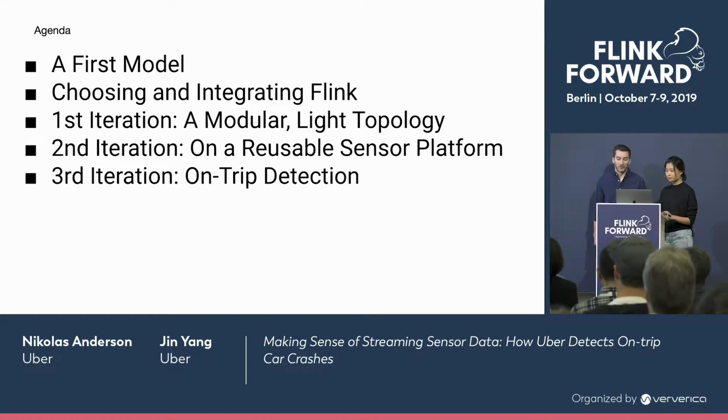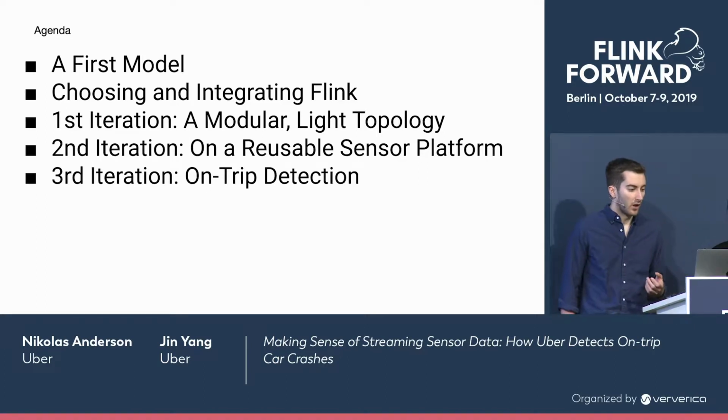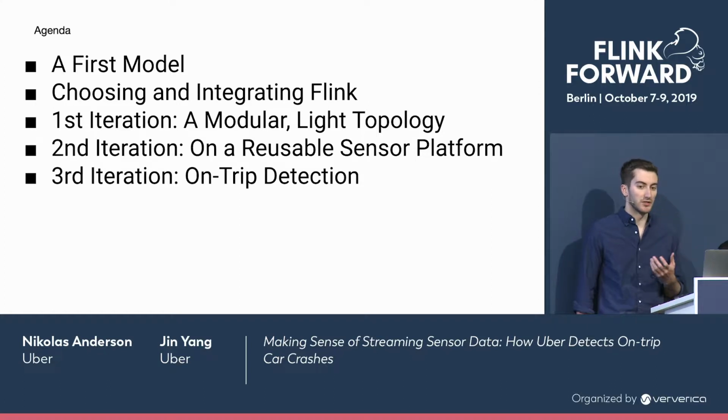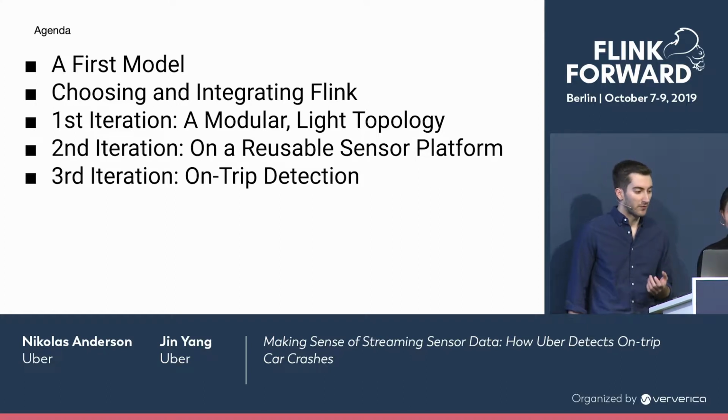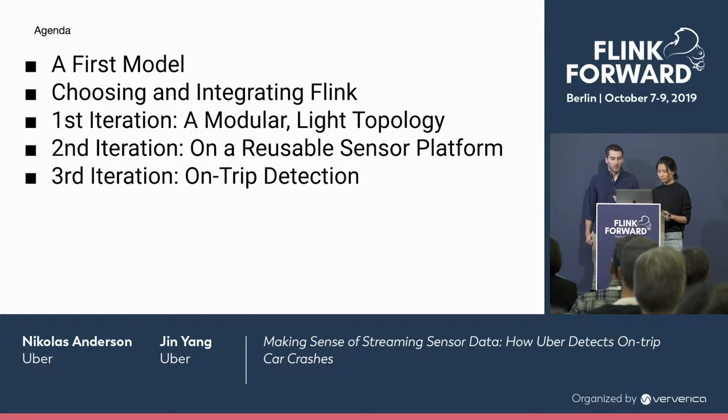First, a modular, very light topology operating only once a trip ends, meant to be light enough to avoid resource intensiveness and just prove out the concept. Our second iteration was then something of a refactor. We rebuilt on a reusable sensor platform that served not just our need, but other needs within Uber. And finally, our third iteration approached a real-time solution. We started on-trip crash detection, even though it meant sacrificing certain model features.